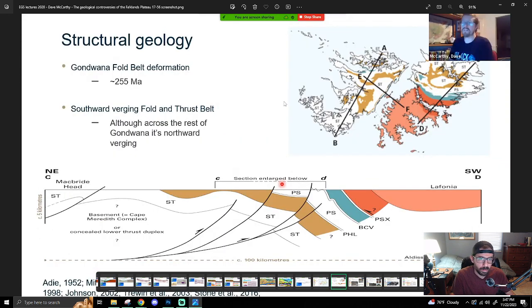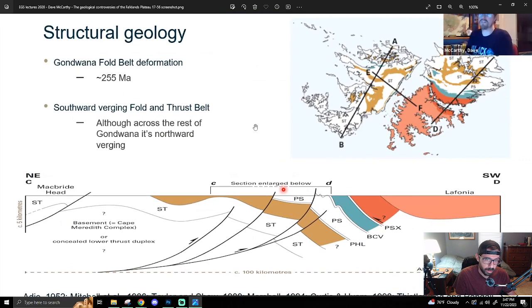Okay. Structural geology of Falkland Islands. It's been a couple days since I looked at this. Hopefully, this was pretty complex. I was just taking pictures of pretty much every slide, honestly.